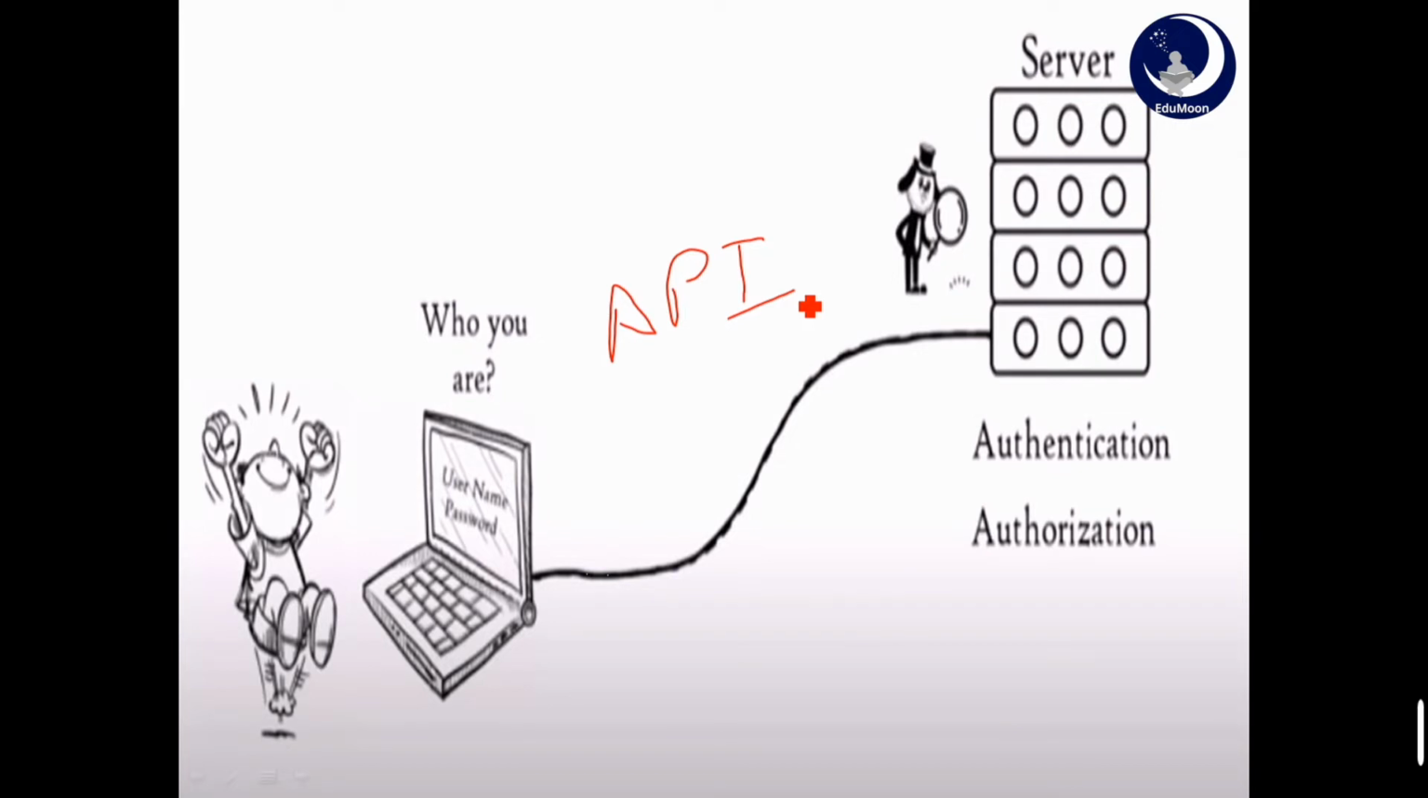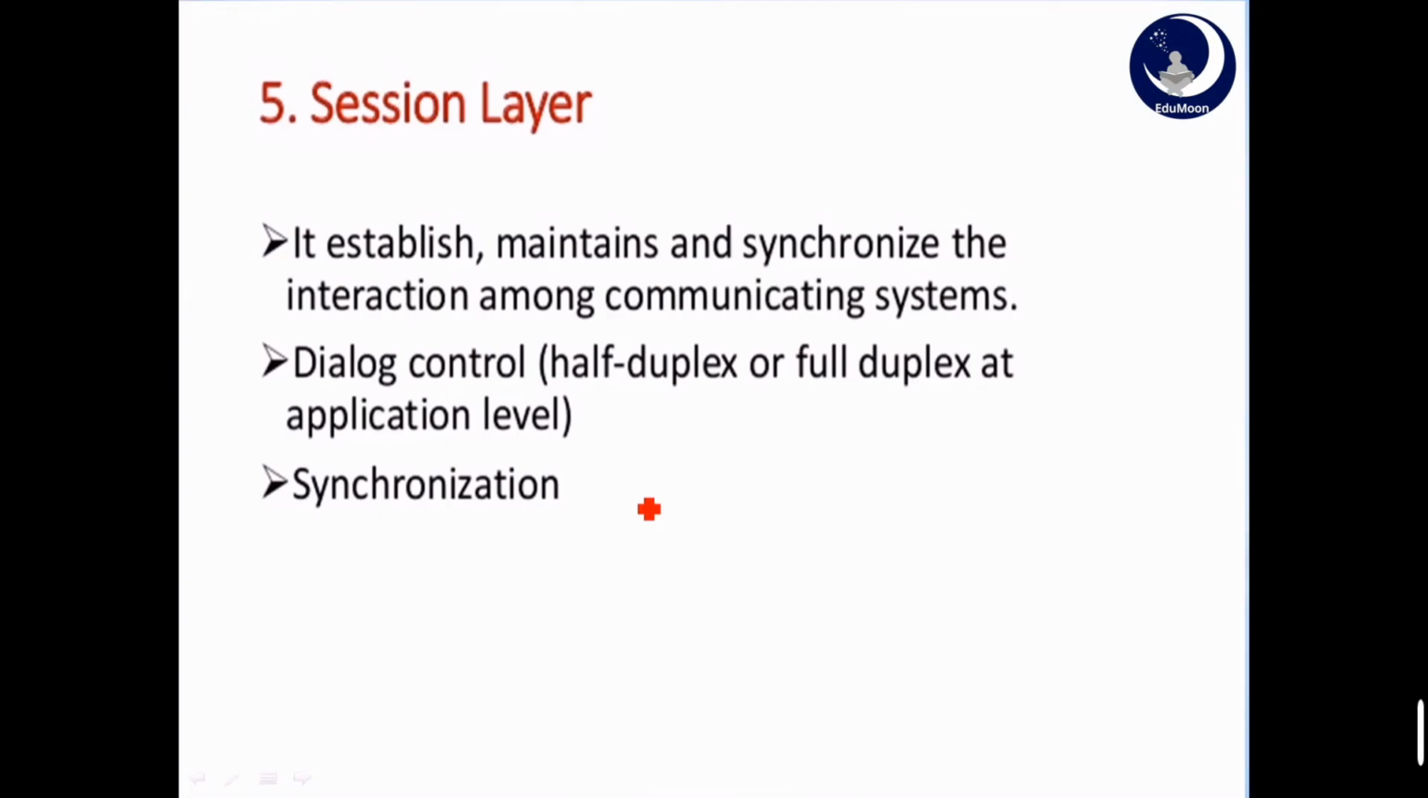Just before establishing a connection, authentication is performed. That is, who you are for this server. Authentication is done using a username and a password. Based on that, you are authenticated. After you are authenticated, the next process is authorization. It helps us to check what type of data you can access, and it also keeps track of the files which you download. This is known as session management. These are the functions of the session layer.